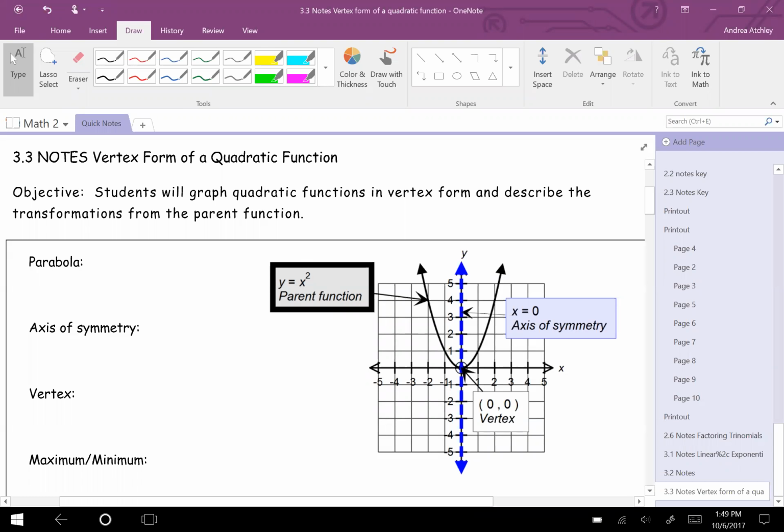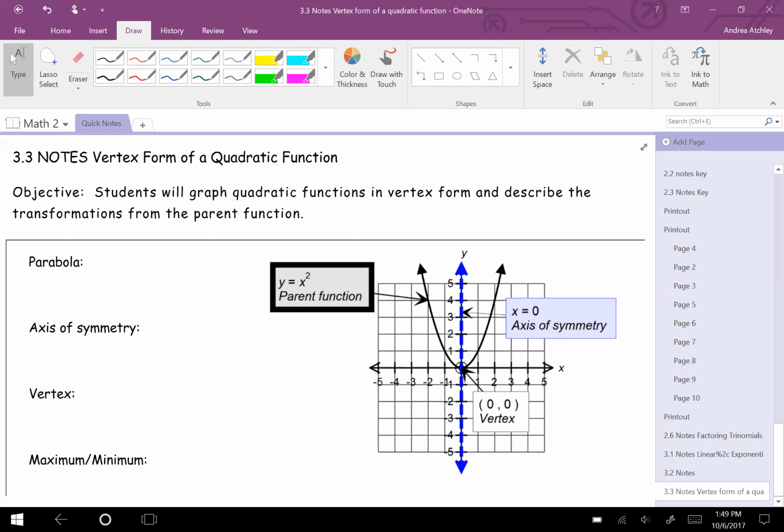Okay, so today we're dealing with vertex form of a quadratic function. We're going to graph using vertex form, and we're going to identify the transformations. Vertex form of any kind of function deals with transformations and how I move my graph around my coordinate plane. So if I move it up, down, right, left, if I stretch it or shrink it. Okay, so we're going to talk about those things.